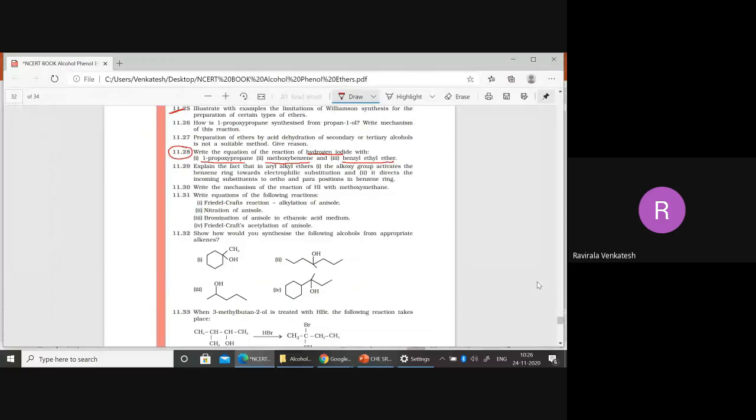And reaction with mechanism तो हमने डिस्कस किया. ये सारी चीज फ्रिडेल क्राफ्ट रिएक्शन, नाइट्रेशन, ब्रोमिनेशन हमने डिस्कस किया.